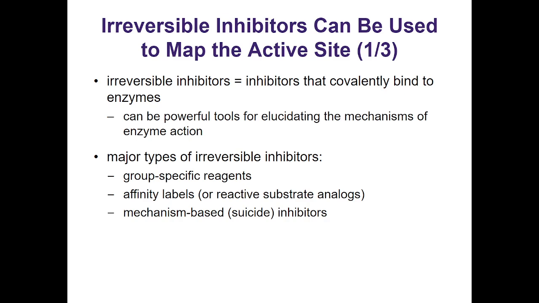Affinity labels. These could be reactive substrate analogs. Basically, they're substrates that would attach, and then they're more reactive than they should be, so they'll bind and make covalent bonds at a decent rate. These don't have to be super reactive because they're going to react in the right spot, having bound as a substrate, right? There's also mechanism-based, which are suicide inhibitors.